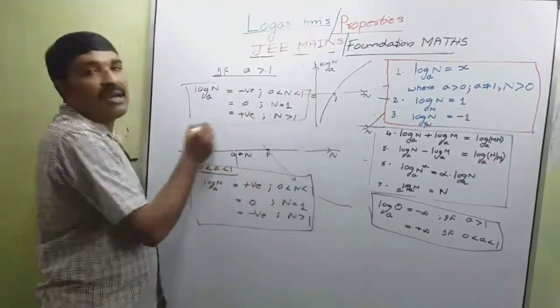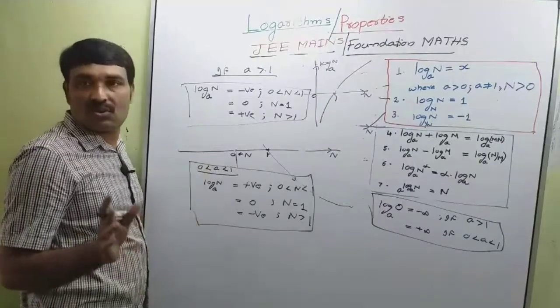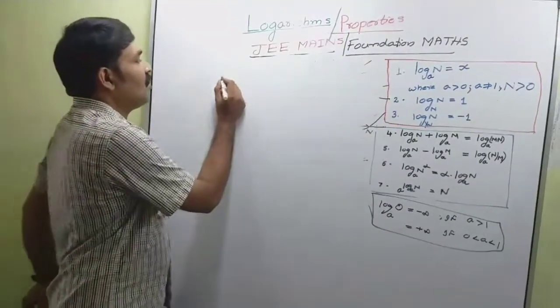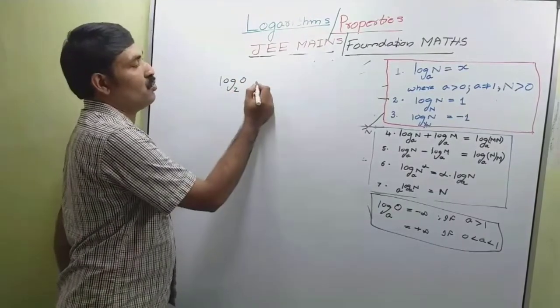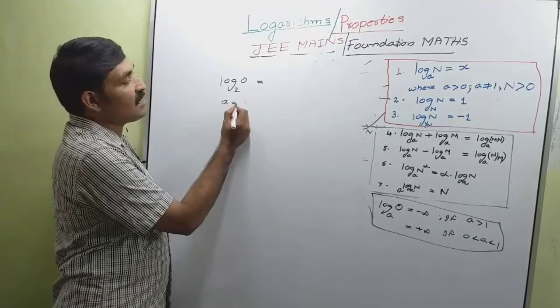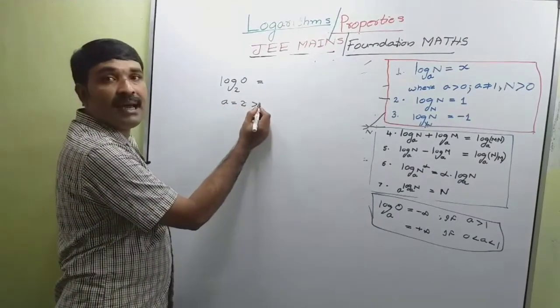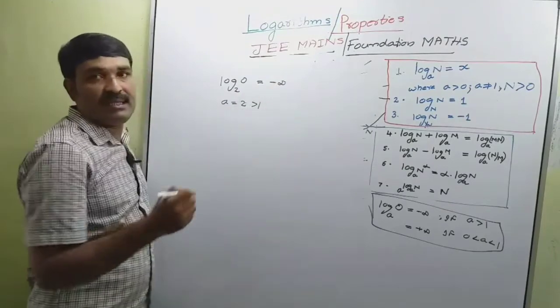This is also an important property. We should remember these two properties also. Now, log 0 to the base 2 is equal to, since a is equal to 2, that is greater than 1, so the value is minus infinity.